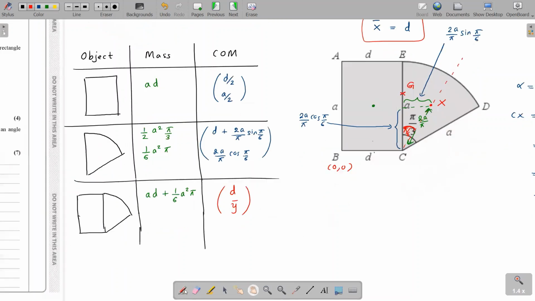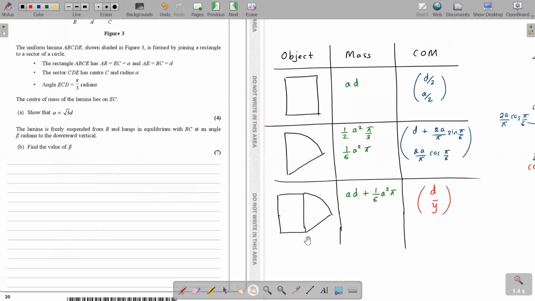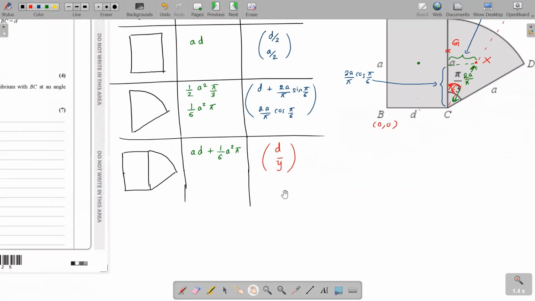Okay, so now what we'll do is let's take moments. So all we need to do is once we have our mass ratios and the center of mass ratios all fixed, we can simply use moments and try to show that. So since I know the x bar coordinate here, I'll use moments for the x coordinates and try to show that a is equal to root 3 d. Let's try it.